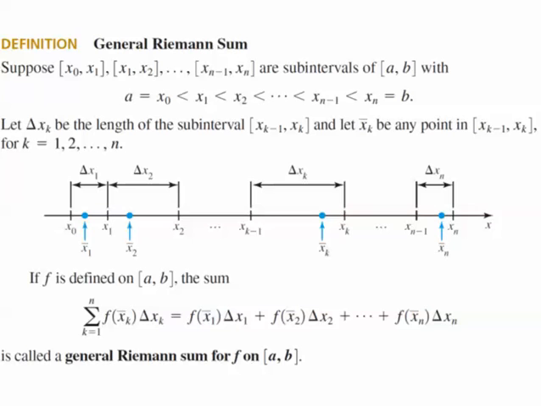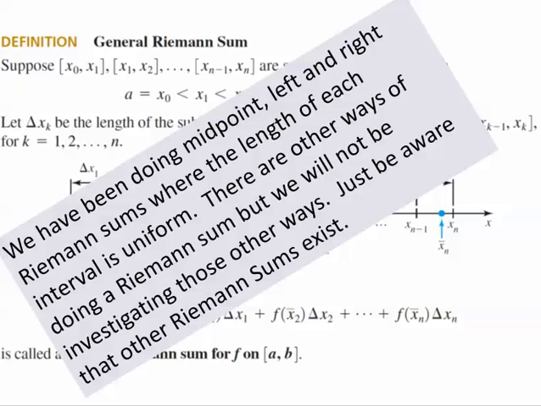The general Riemann sum allows for intervals of varying lengths, and the chosen point x bar doesn't necessarily have to be a left or right or midpoint. It can vary as well. We have been doing midpoint, left, and right Riemann sums where the length of each interval is uniform. There are other ways of doing a Riemann sum, but we're not going to be investigating those other ways. Just be aware that there are other Riemann sums.